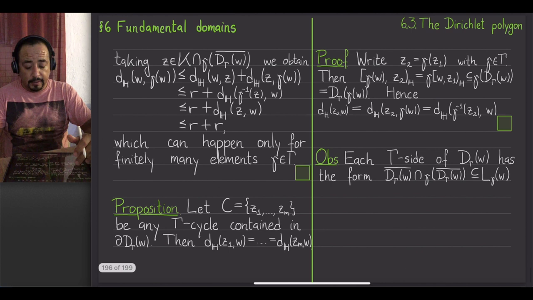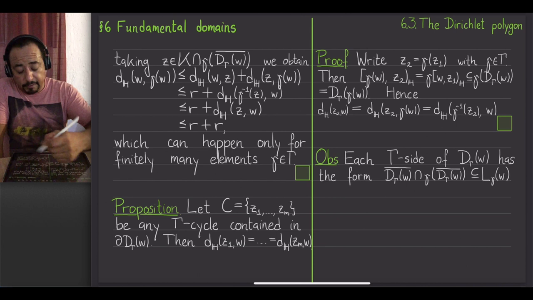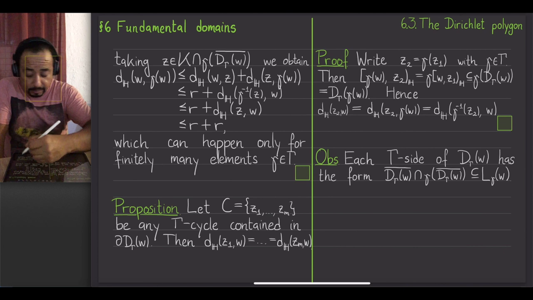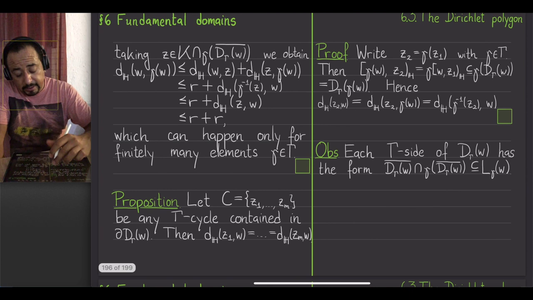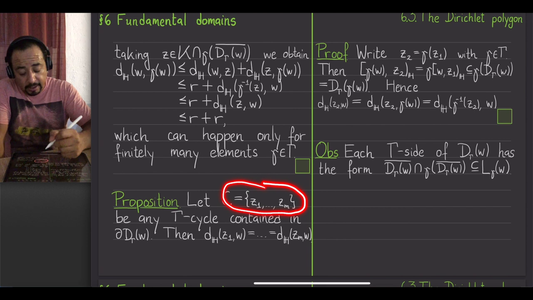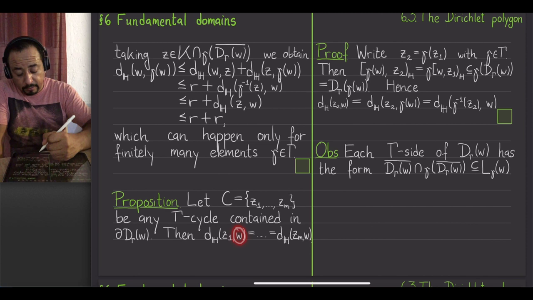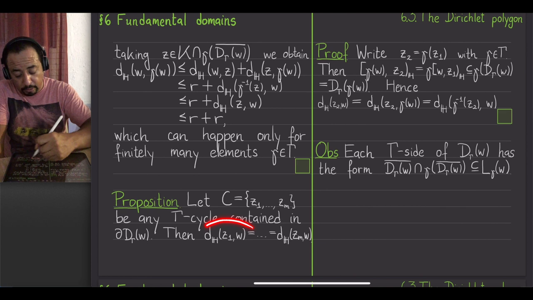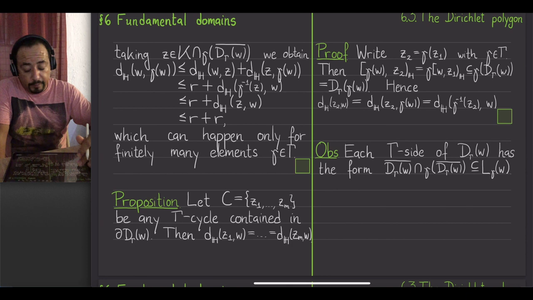Right now it's going to look a little bit like a curiosity, but I think it's a nice consequence. The consequence is the following: take a gamma cycle contained in the boundary of the Dirichlet polygon. Then the proposition says that all the points in this gamma cycle actually lie on a hyperbolic circle centered at W. So the distance from each of these points to W is the same all throughout the gamma cycle G. The proof is not hard, so let's prove it.